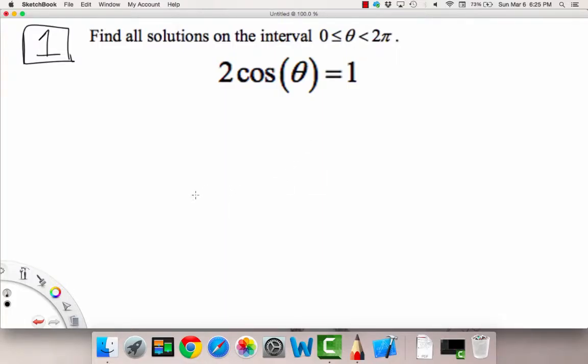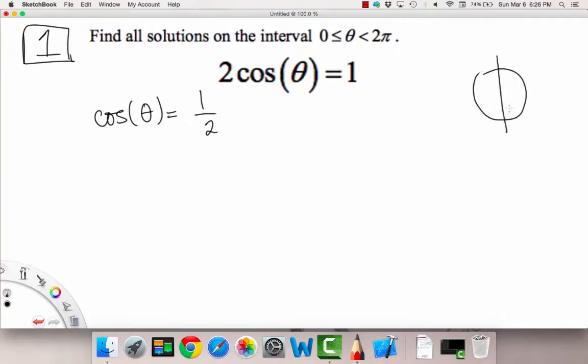Number 1 says to find all solutions on the interval 0 to 2 pi. So we're only going to go around the unit circle once, and we want to solve this equation here. The first thing I'm going to do is just divide by 2 on both sides. So we get cosine theta is equal to 1/2. So this question's asking, at what angles is our cosine 1/2?